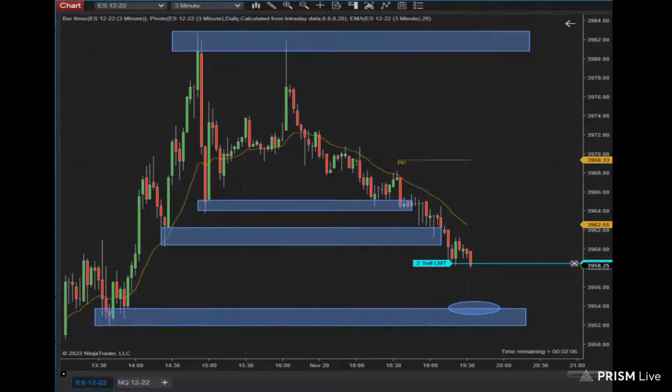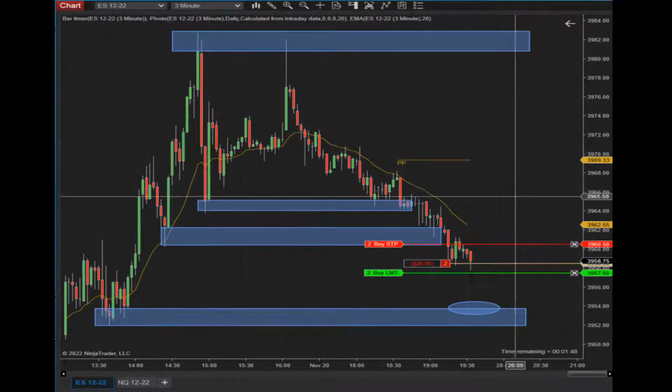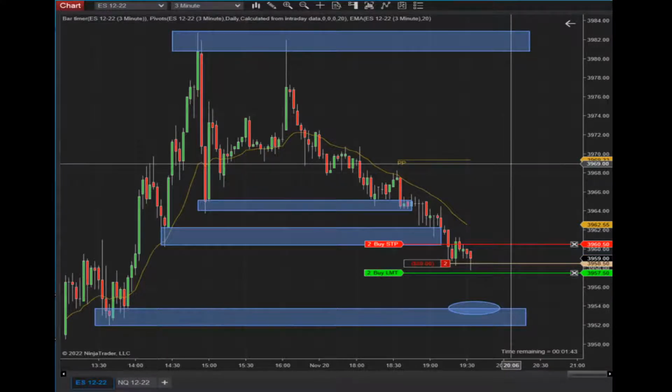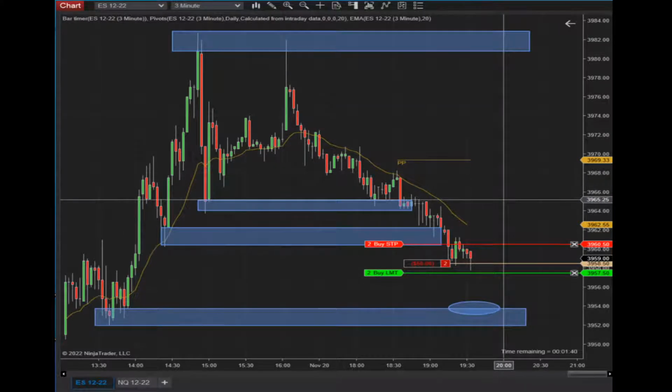Order submitted. All right, I'm going to go ahead and try to get short here. May just blow right through it. But may just buy. Order filled. Okay, so we're short now. Now let's see if this can continue up, or continue down, rather.